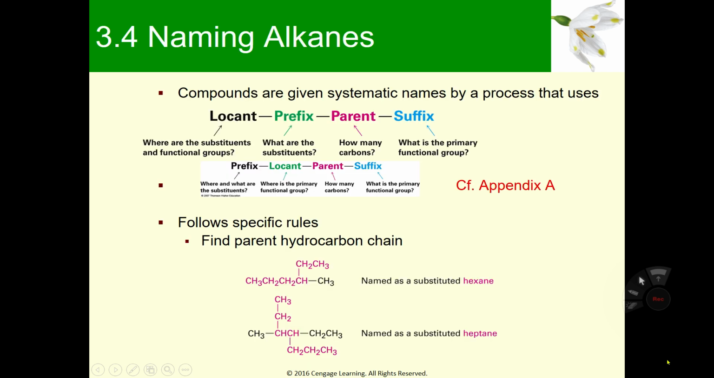Now, nomenclature of the alkane compounds. If we talk about the nomenclature of alkanes, we use the concept of parent, suffix, prefix, and locant. Locant represents the location of a functional group or the location of substituents. Parent comes from the number of carbons. Suffix represents the kind of functional group.